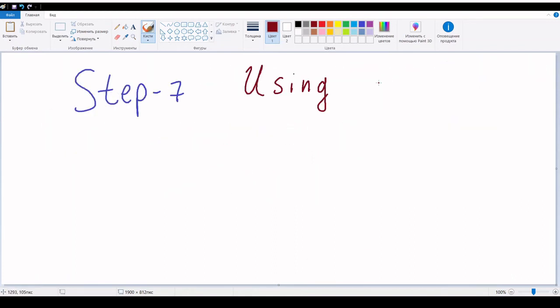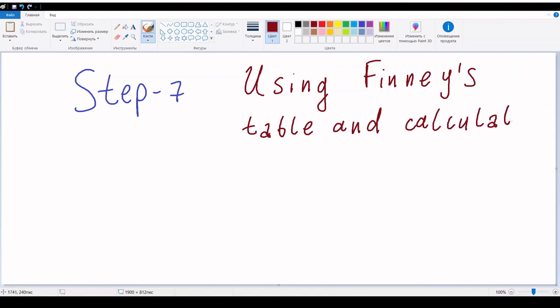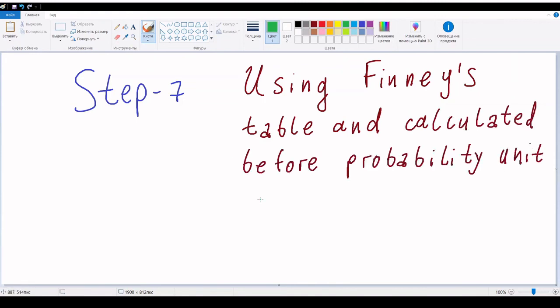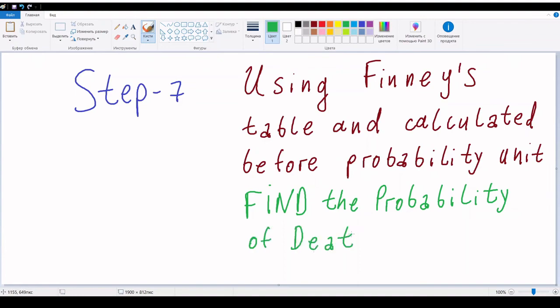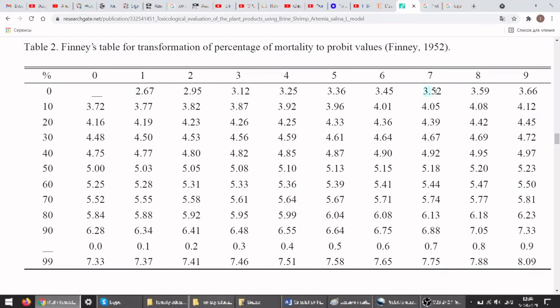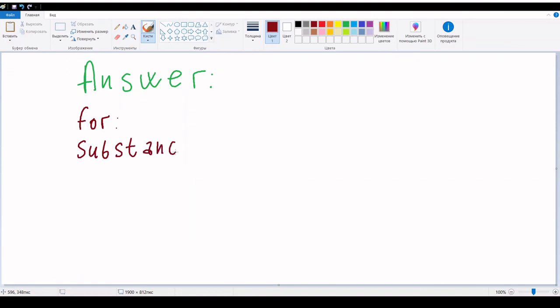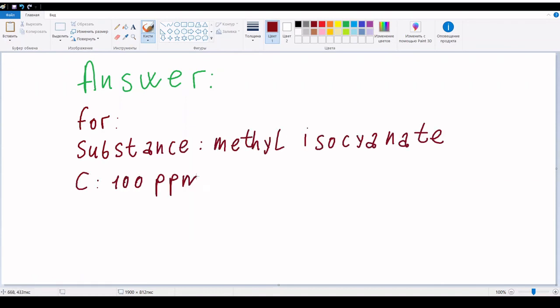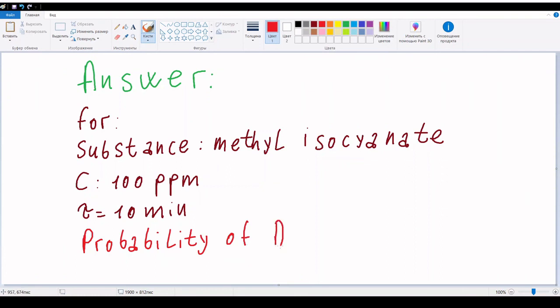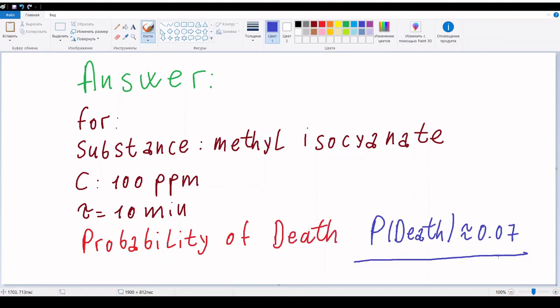Step 7. Using Finney's table and the probability unit calculated in step 6, we need to find out the probability of death. Here's a table, and we see the closest value of probability unit is 3.52, which corresponds to a probability of death equal to 0.07. So the answer to our question is: for methyl isocyanate with a concentration of 100 ppm and time of exposure equal to 10 minutes, the probability of death will be equal to 0.07.